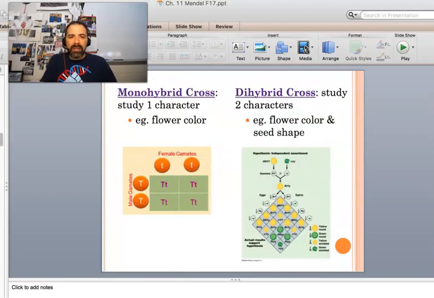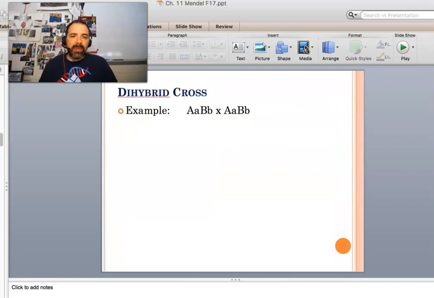So monohybrid cross is flower color, dihybrid cross is flower color and seed shape, and so you definitely see more of an independent assortment during a dihybrid. So there's an example of a dihybrid cross.